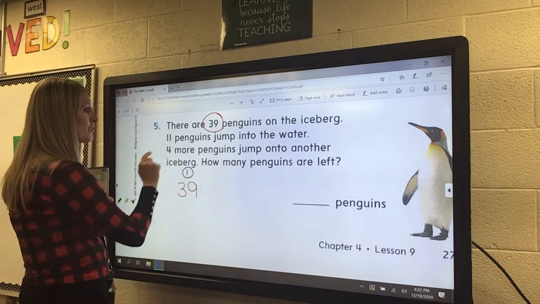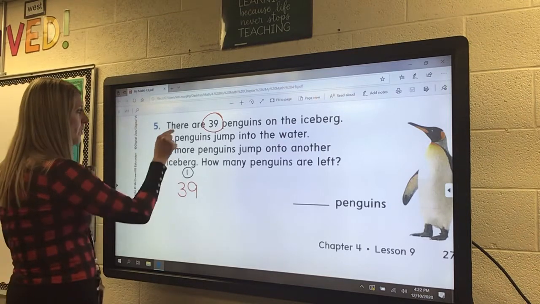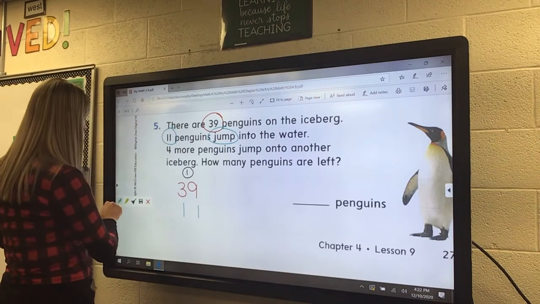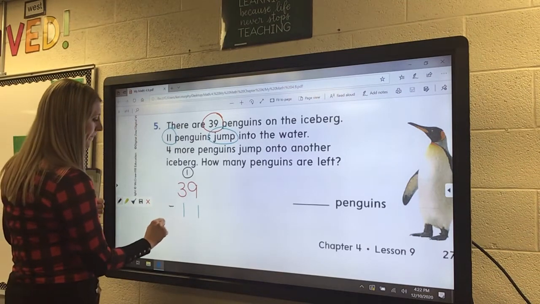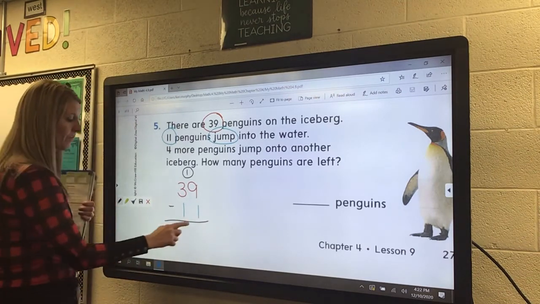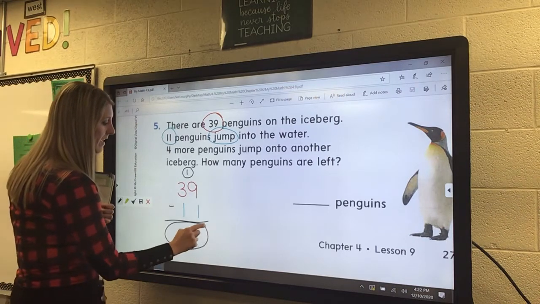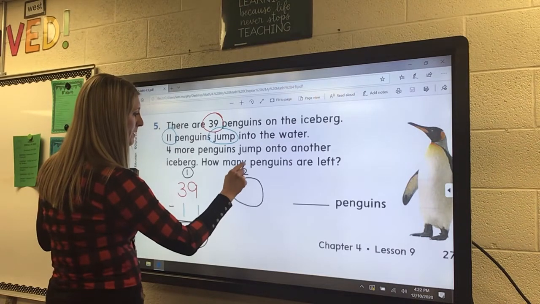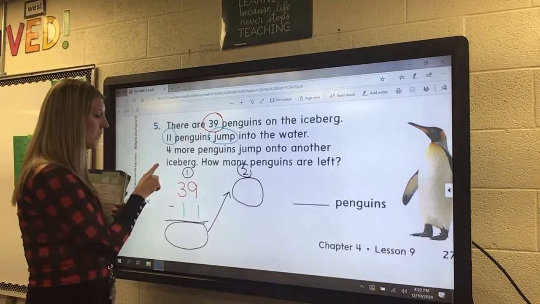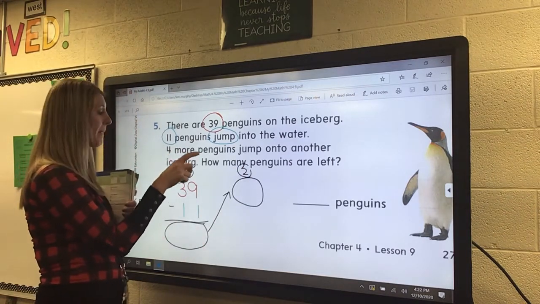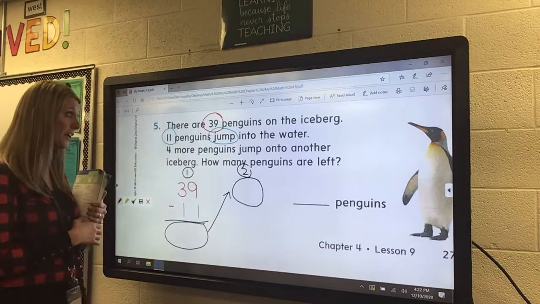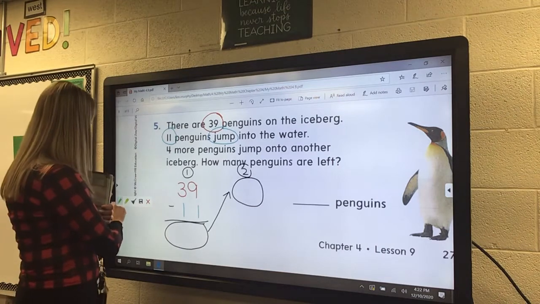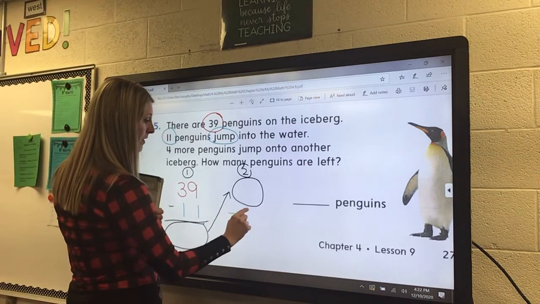And then 11 penguins jump into the water. So if they jump into the water, they're going off. So I'm gonna subtract 11. All right. Now, whatever your answer is down here, you're gonna bring it up here to the second step. So this is second step, number 2. Now, 4 more penguins jump onto another iceberg. So now 4 more are gone again. So we're gonna subtract 4 from this number up here.